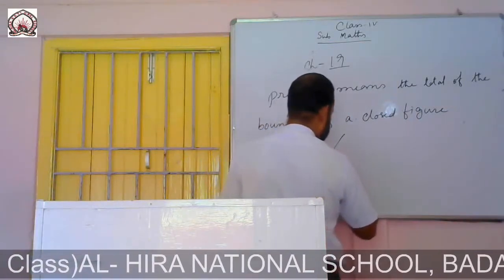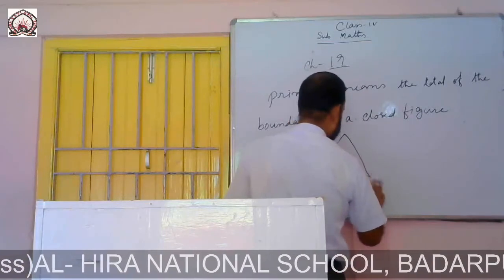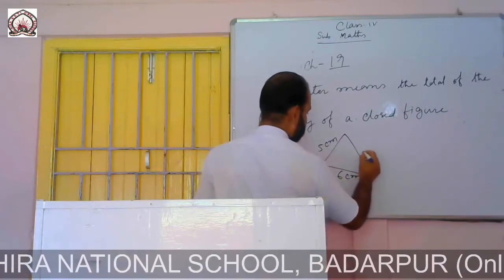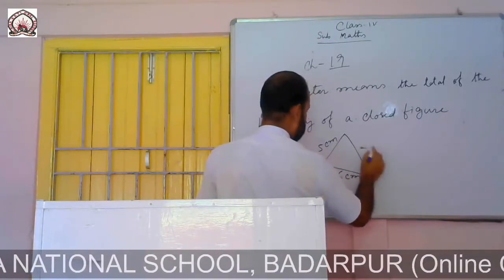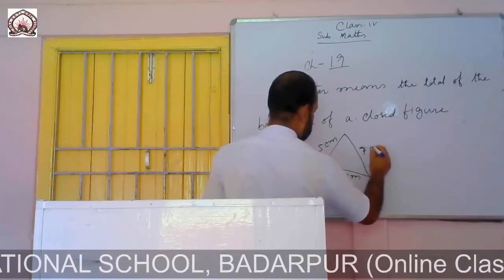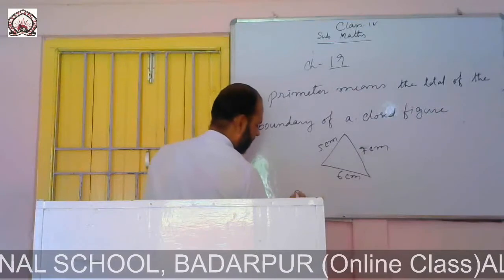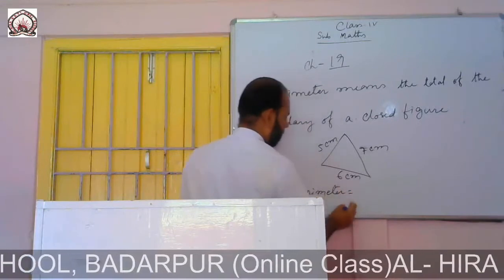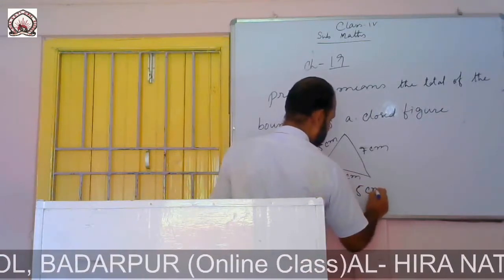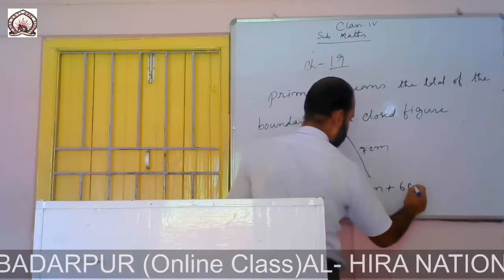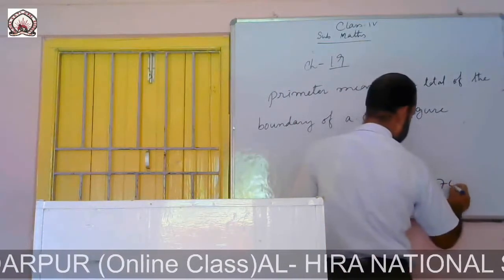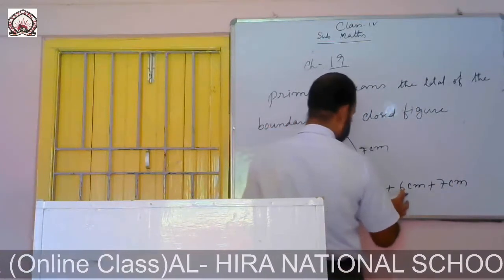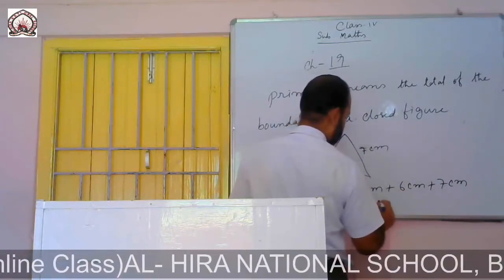Suppose, for example, this triangle, suppose the sides are 5 centimeter, 6 centimeter, and this side is 7 centimeter. So perimeter equals 5 centimeter plus 6 centimeter plus 7 centimeter. 5 plus 6 is 11, 11 plus 7 is equal to 18 centimeter.